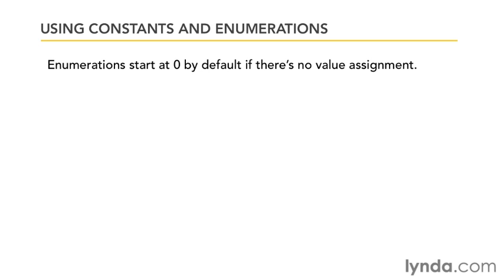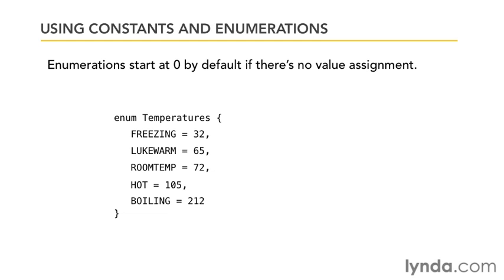Enumerations start off at 0 by default if there's no value assignment. So for example, if we have our temperatures enumeration and we put something at the front of it, like say really cold, that's going to default to the value of 0 unless you explicitly assign a value to it. So to build an enumeration, you simply have the values that you want to assign to words, which are easy to read, and if you don't assign it, then it defaults to 0. If you also don't make a definition after one that's already been defined, then that defaults to one more than whatever the previous definition was.